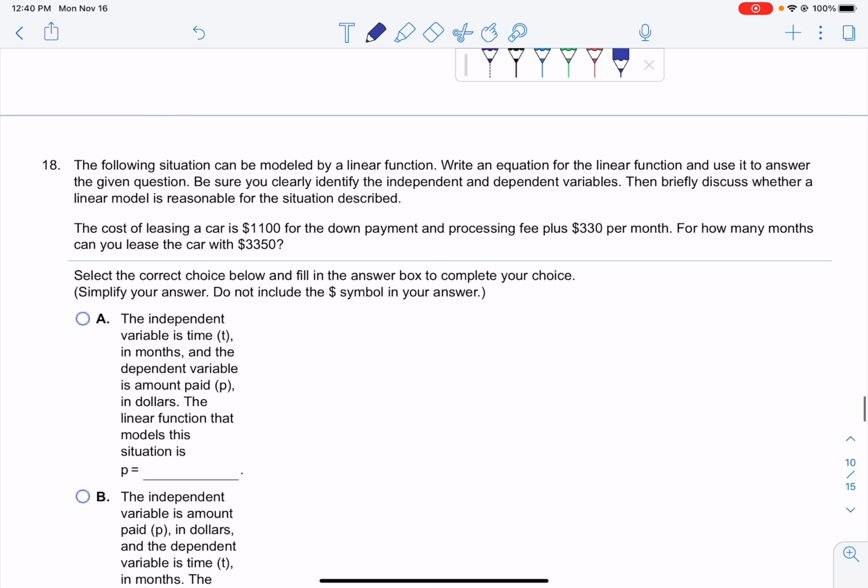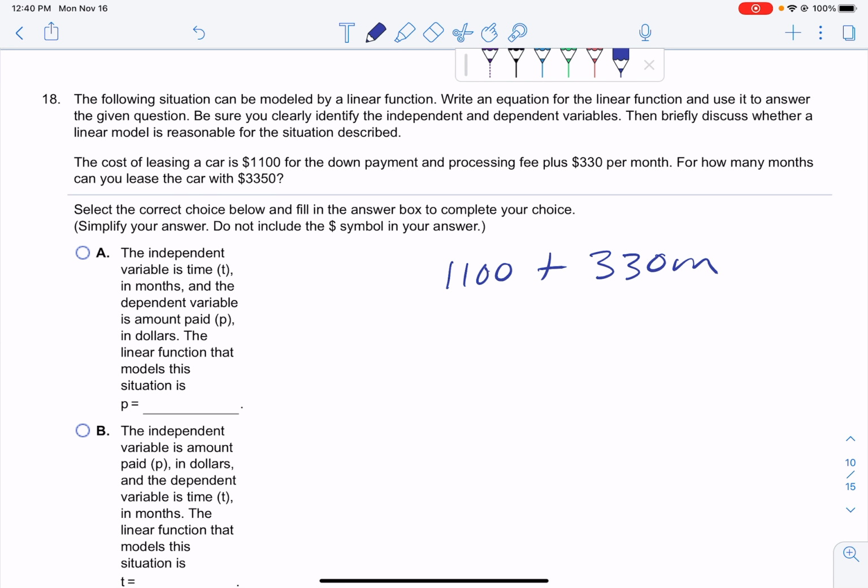Another linear function. The cost of leasing a car is $1,100 for the down payment and a processing fee plus $330 per month. So $1,100 down plus $330 per month. For how many months can you lease the car with $3,350? Okay, this is an interesting question. The independent variable is time, and the dependent is the amount paid. So does the amount that you drive the car depend on how much money you have? Yes, it does. So that looks okay to me.